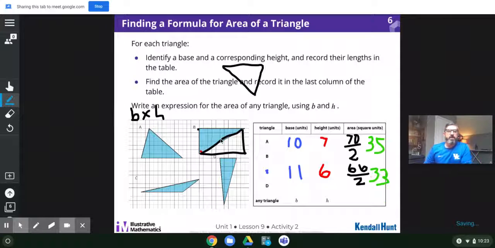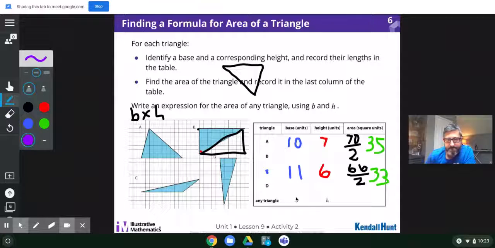So let me ask you, if we know that the area of a parallelogram is base times height, and we know that the area of a triangle that we've used to make that parallelogram is half of that, what do you think our formula should be for the area of any triangle that we're working with? Try this. So if we've got base times height for our parallelogram and then we take half of it, what should our formula be, do you think?